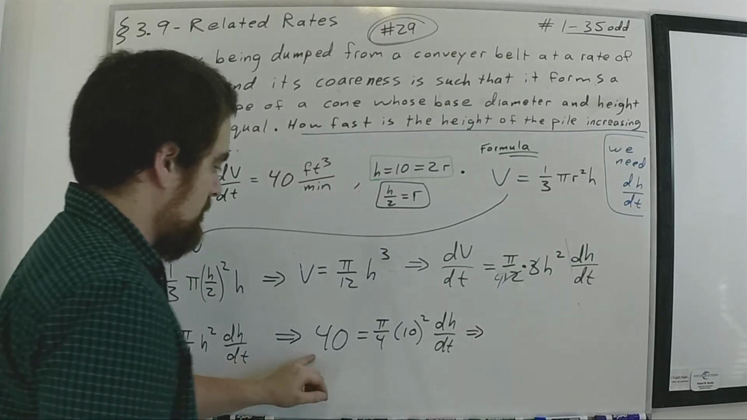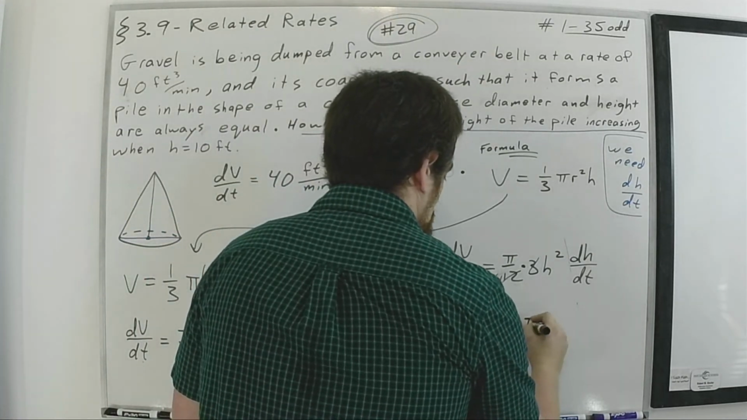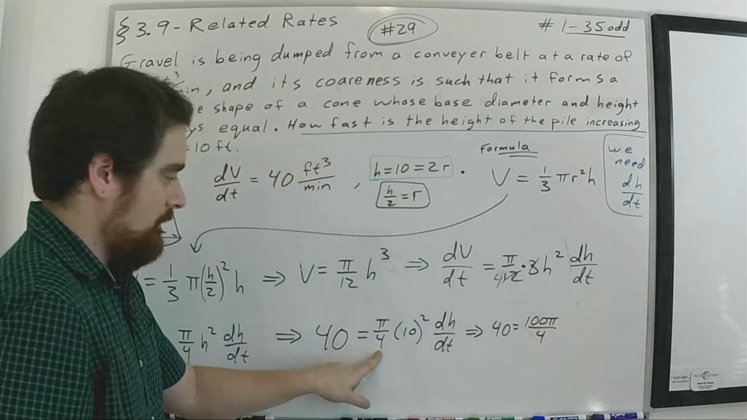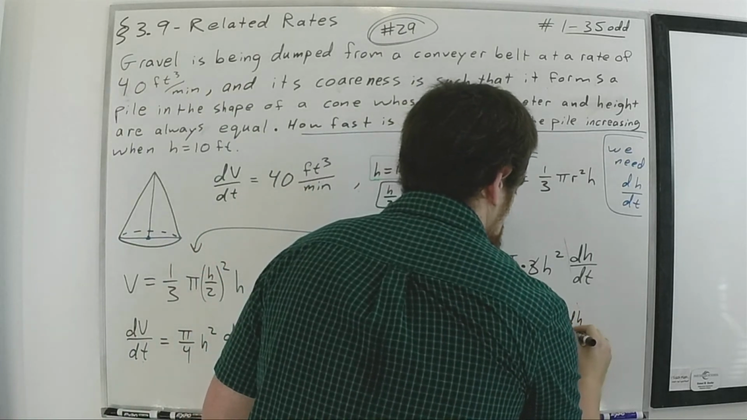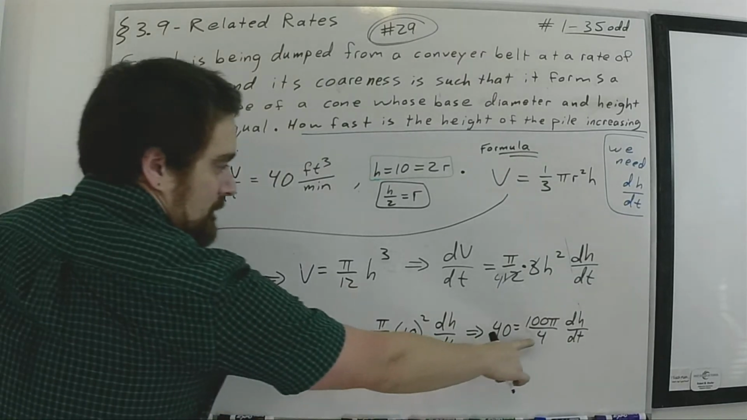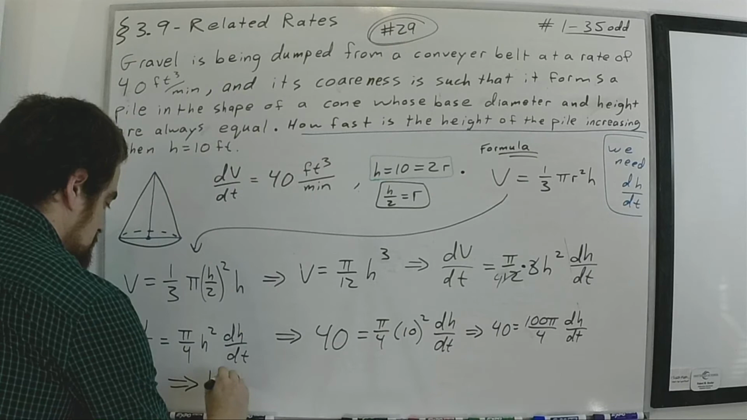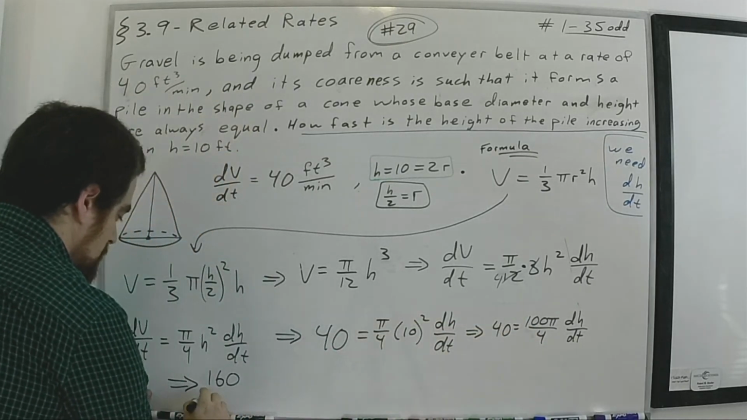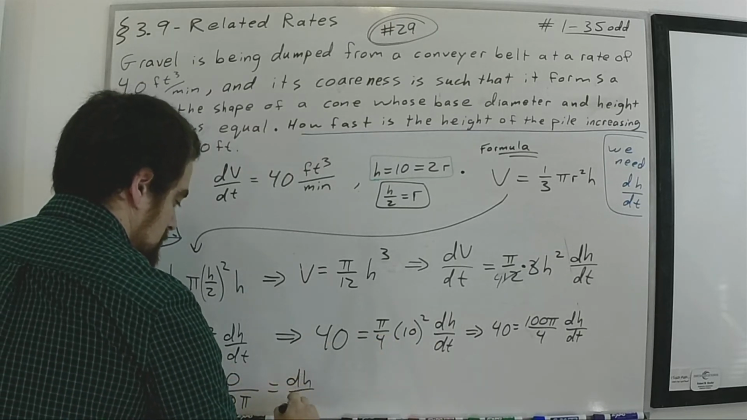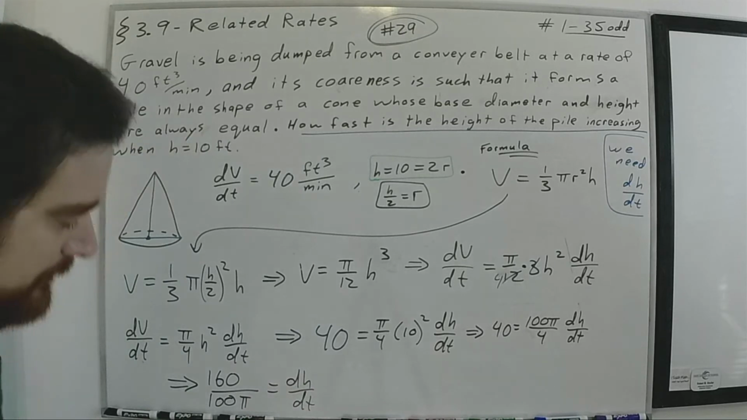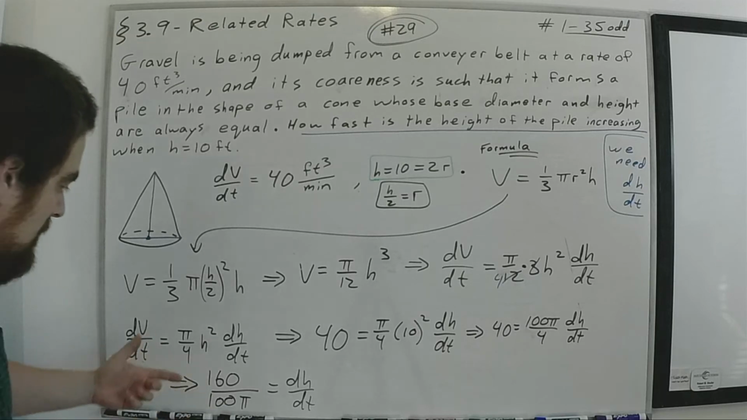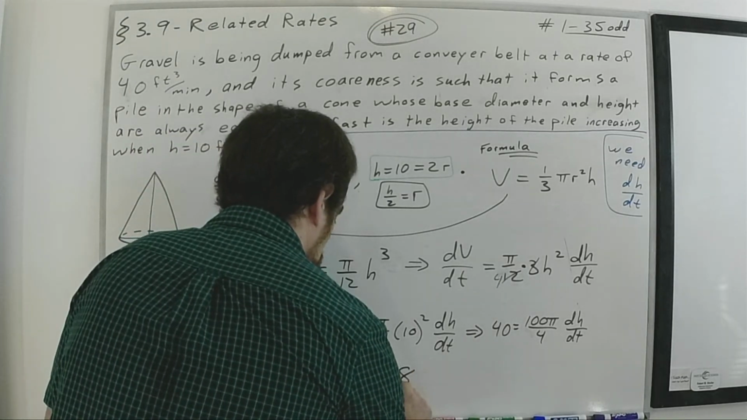So overall, I've got 40 is 100 pi over 4 times dh/dt. Then we'll multiply by the reciprocal over here. So I'm going to do 4 times 40, that's 160. Then I'm going to divide by 100 pi to get dh/dt. Sorry for squeezing it in so low there. And I'll reduce that 160 over 100, 16 over 10, 8 over 5 pi.